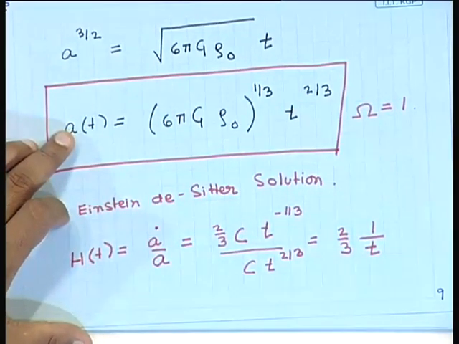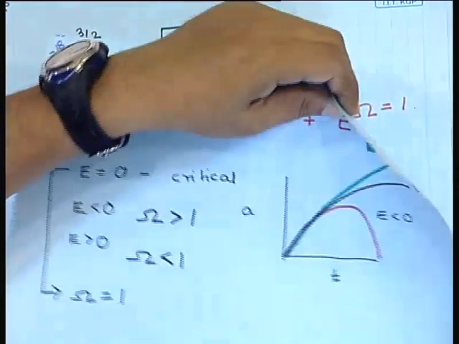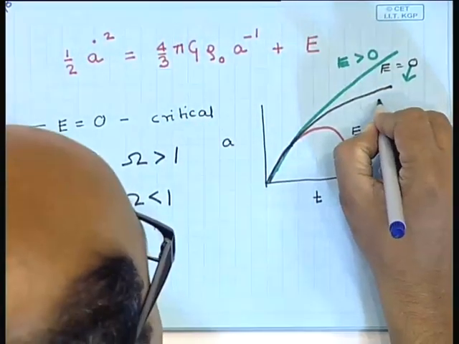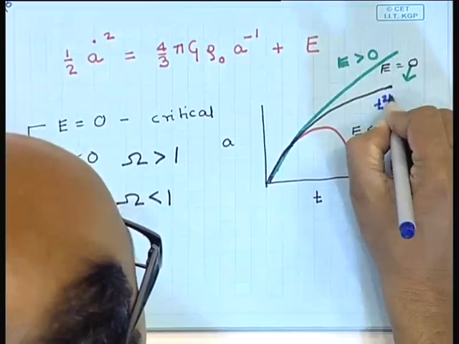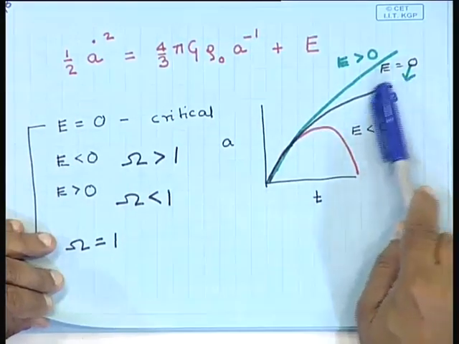So, this cosmological model goes as t to the power 2/3, the one in black, the one which has E equal to 0 or omega equal to 1.